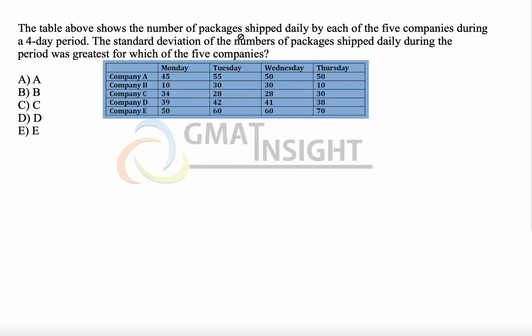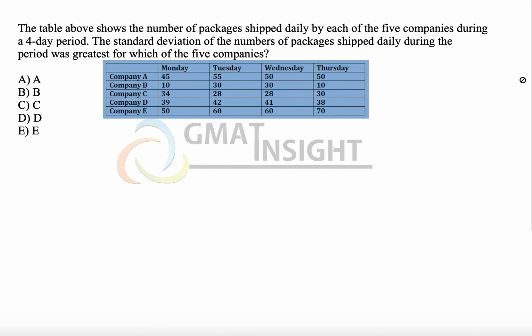The table here shows the number of packages shipped daily by each of the 5 companies during a 4-day period, Monday, Tuesday, Wednesday, and Thursday. So company A on Monday has shipped 45, on Tuesday 55, Wednesday 50, and Thursday 50. The standard deviation of the packages shipped daily during the period was greatest for which of the 5 companies?